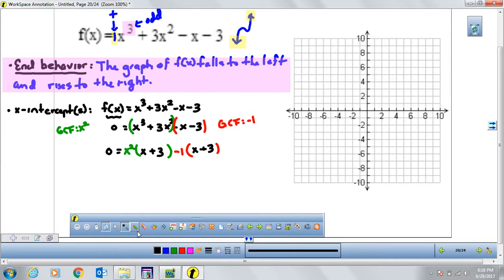Then what we can see here is that once again both of these have a greatest common factor of x plus 3. Right? So we're going to take out that x plus 3. And if I take that out, what are we left with? We are left with x squared minus 1.